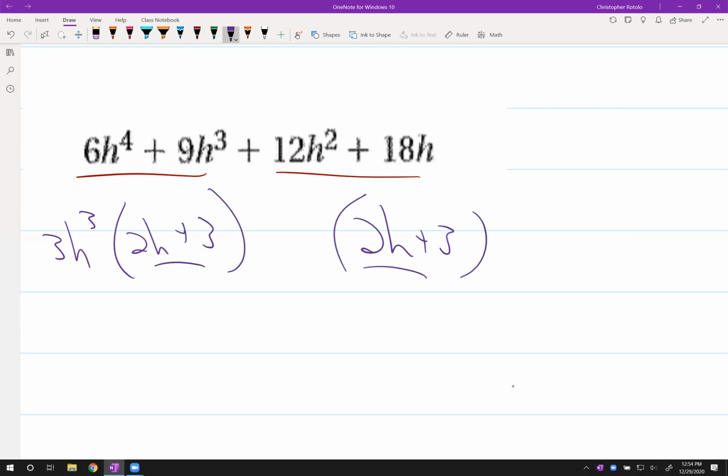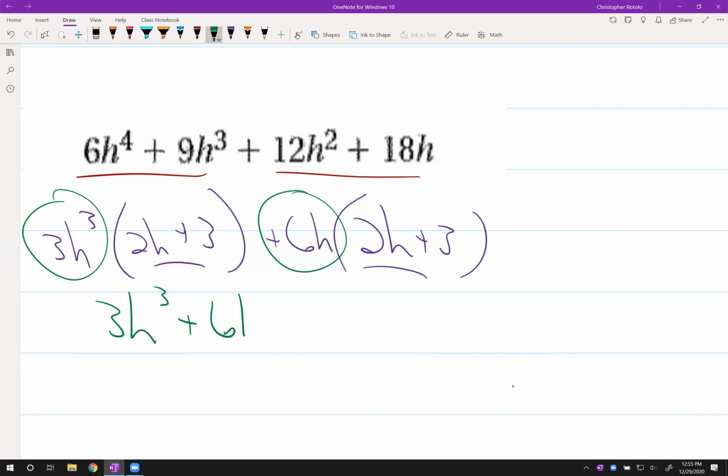Okay, so that also helps me identify the GCF of 12 and 18. Well, all I have to do here is say 12 divided by 2 would give me 6. And 18 divided by 3 would give me 6. So then my GCF is 6. H squared and h. So I have to take an h out of this one as well. Now these GCFs are going to go together. 3h cubed plus 6h times what? 2h plus 3. That's what.